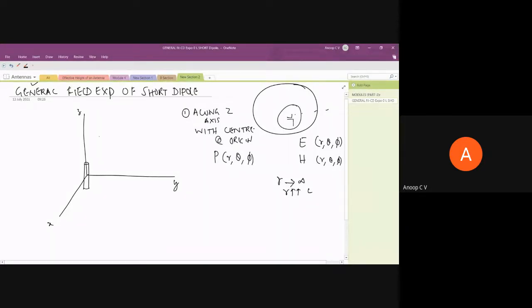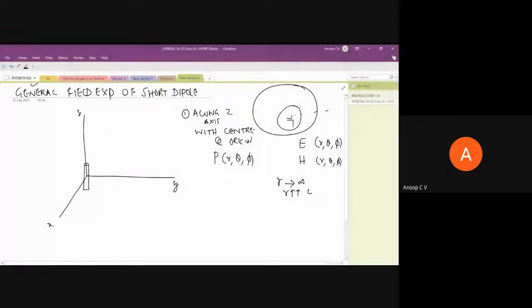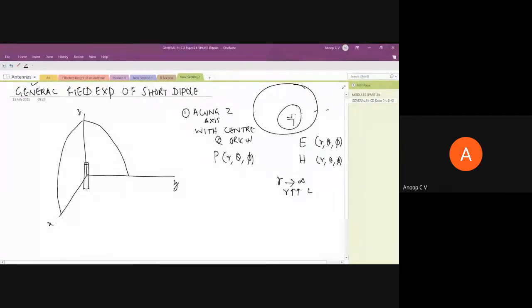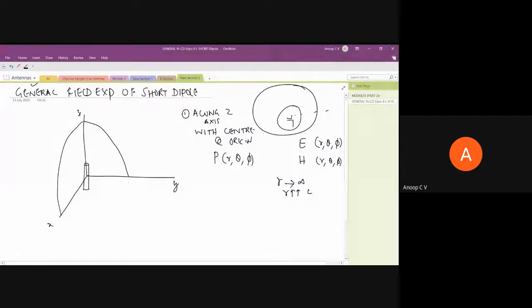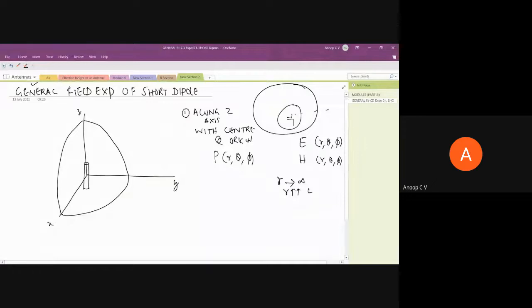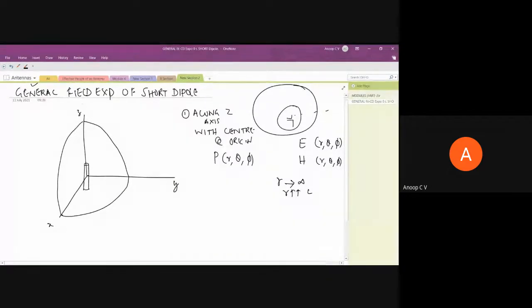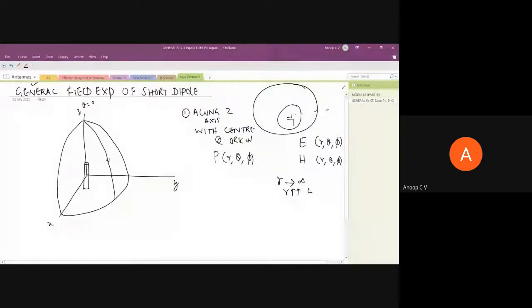Now I'll consider a sphere of radius r, maybe one-eighth of a sphere of radius r. My point will be on top of that. The positive z axis is theta equal to 0, and as you move away from this, theta will be increasing. The xy plane is theta equal to 90 degrees, and the negative z-axis, or south pole, is theta equal to 180 degrees.